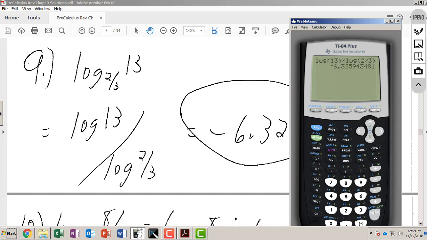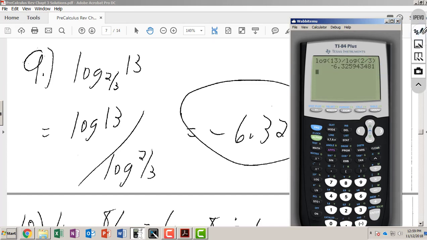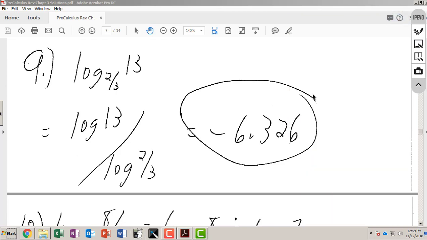Hit enter, and that comes out to be negative 6.32594. And so you go ahead and round that off to negative 6.326.